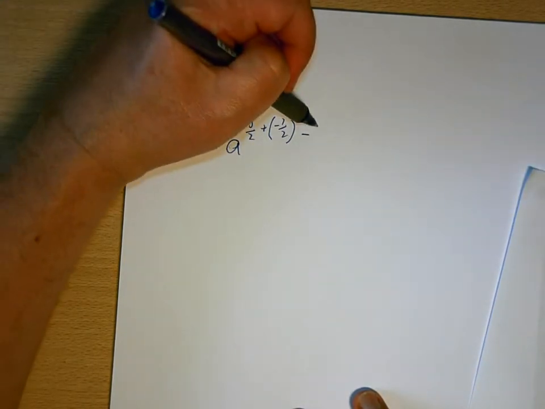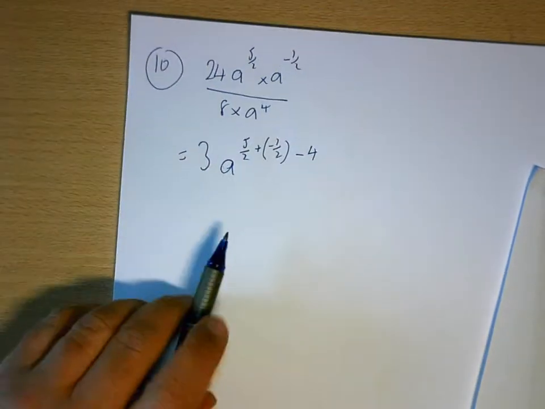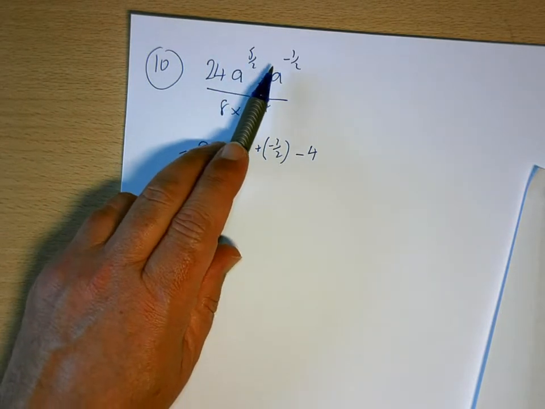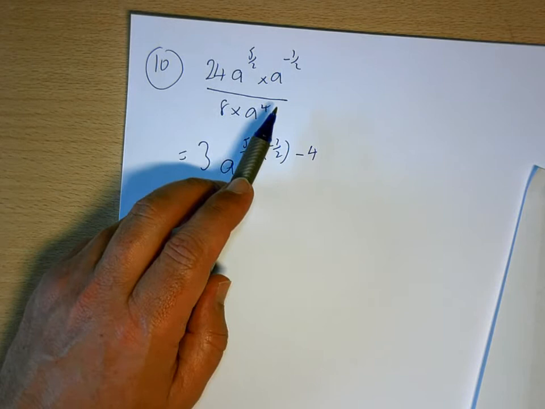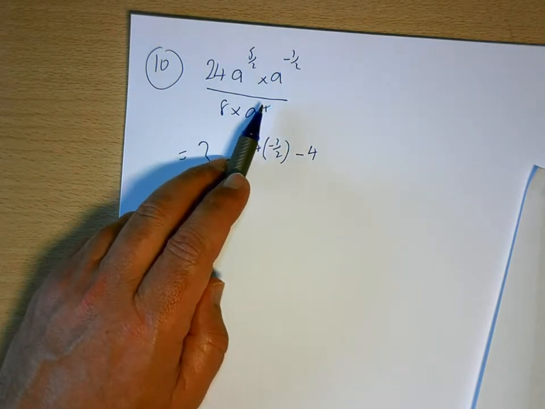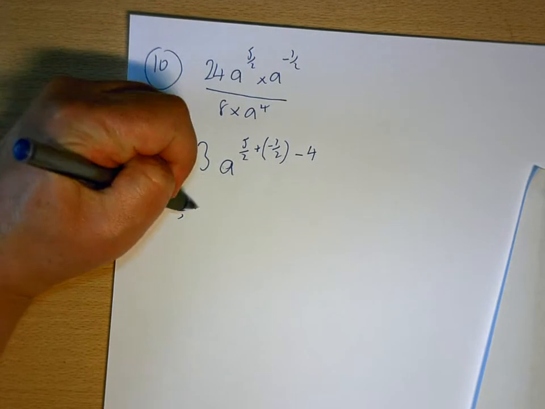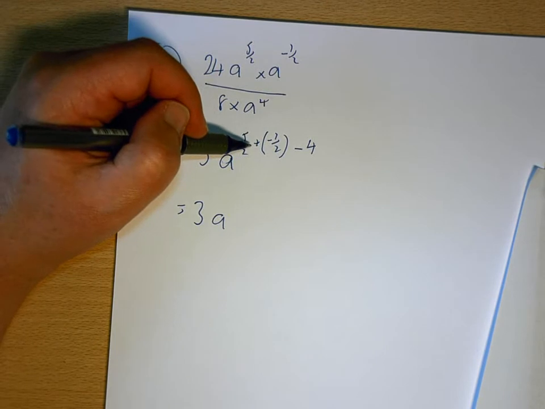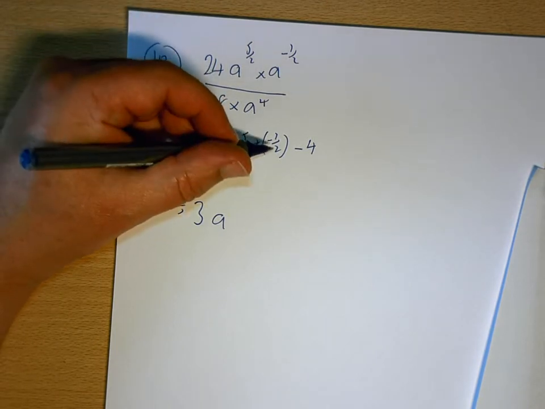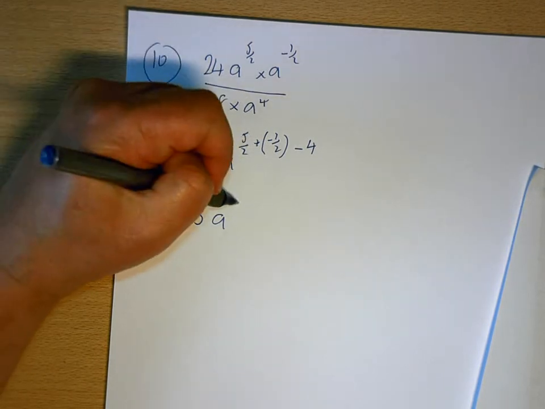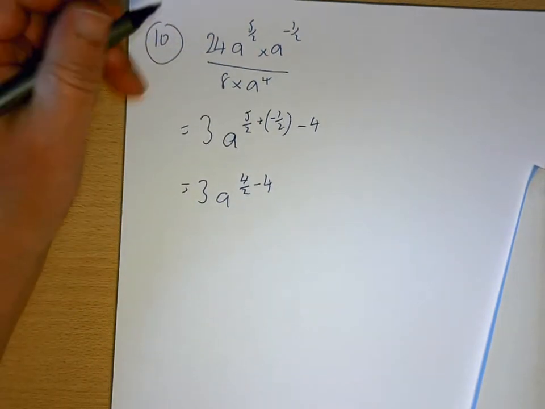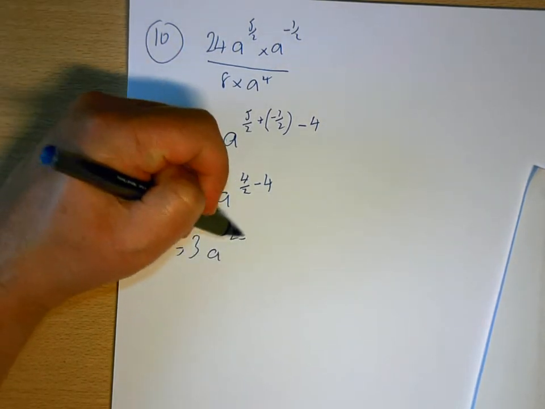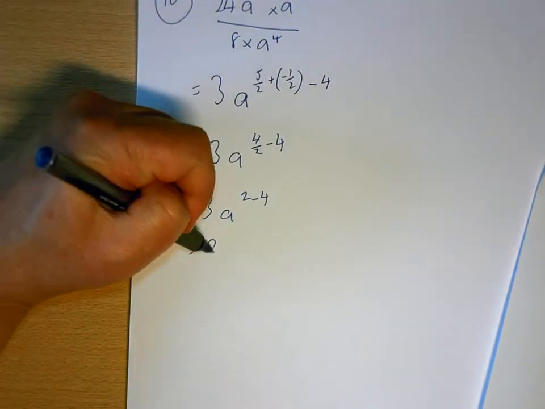So minus 4. Okay, just make that clear again. The top two are being added, so it's 5 over 2 plus that power, which is minus a half, and then take away, because that's divided by 4. So let's deal with that fraction. What I've got is 5 halves plus minus, that's the same as a take away. So that's going to be 5 halves, take away 1 half, which is 4 halves, take away 4. 4 halves are the same as 2, so that's going to be the same as 2 take away 4, which is negative 2.